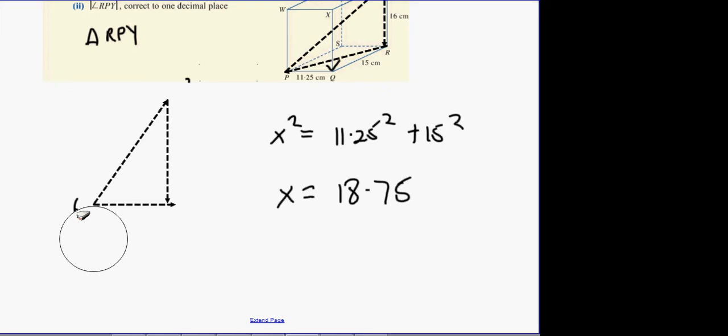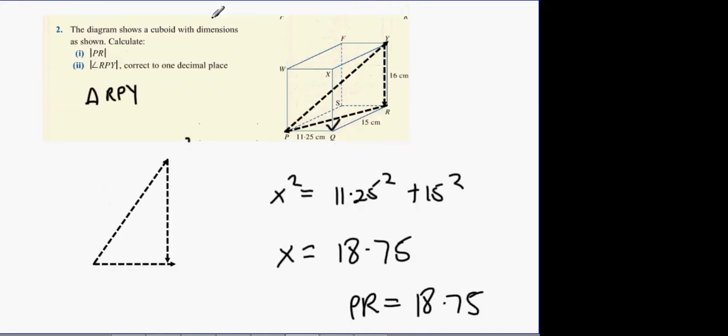Now we know that PR is 18.75. Okay. So, let's draw this triangle out. Is there any angles we know for certain? Why is it 90 degrees? It's 90 degrees because that is on horizontal ground and it's a corner going to the other corner. It has to be 90 degrees because it's on flat ground and that's going vertically upwards.